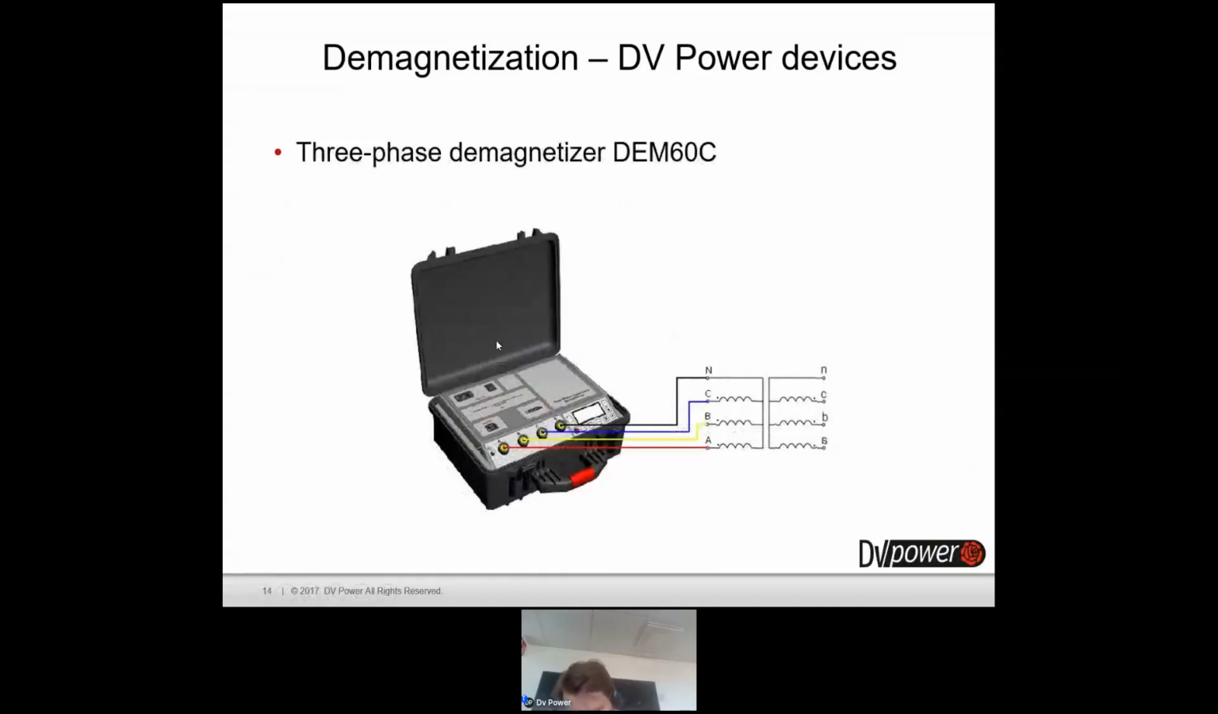The magnetization process is really, really simple. Everything you need is to connect the transformer phases, the transformer bushings, to the device. You will select the starting test current and press start. Nothing else. The device will perform the magnetization and give you the message that the magnetization is done.